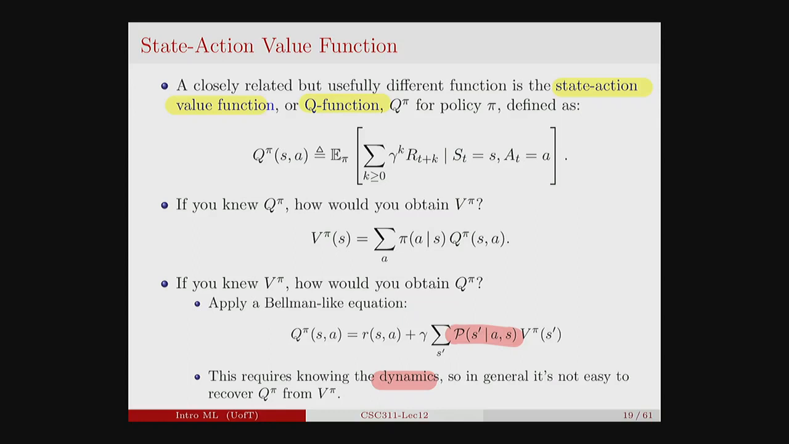So your agent is in state S, the agent has decided to take action A, what is the future reward? And as you can imagine, the two concepts are very related. So given Q pi, you could obtain the value function. Because if I knew what action I was taking in state S, then I could sum over the different choices of actions that I'm going to take in state S, multiply them by the probability of taking those actions given state S, and that's effectively the definition of the value function. So you can think of this operation as being very similar to marginalization.